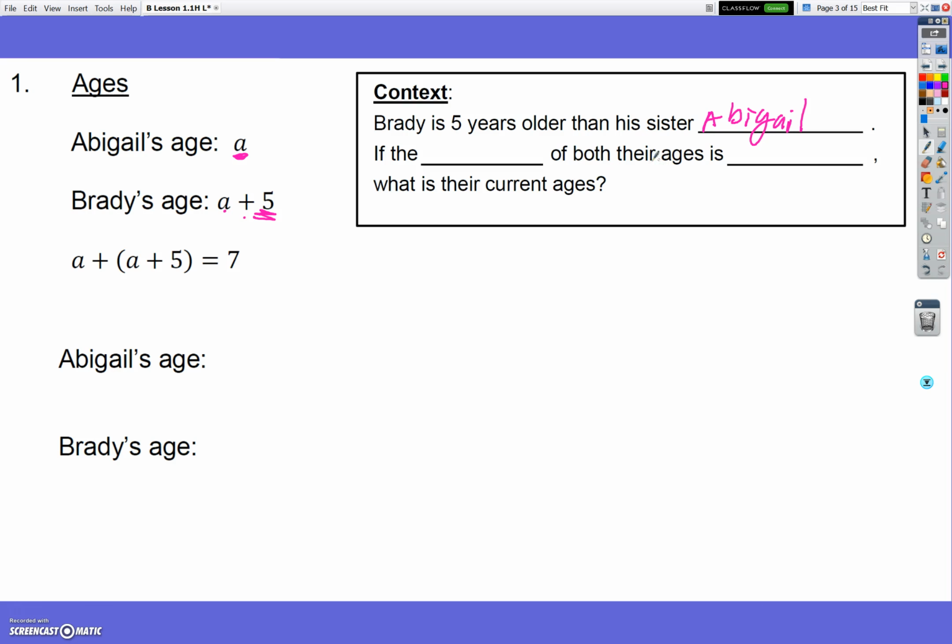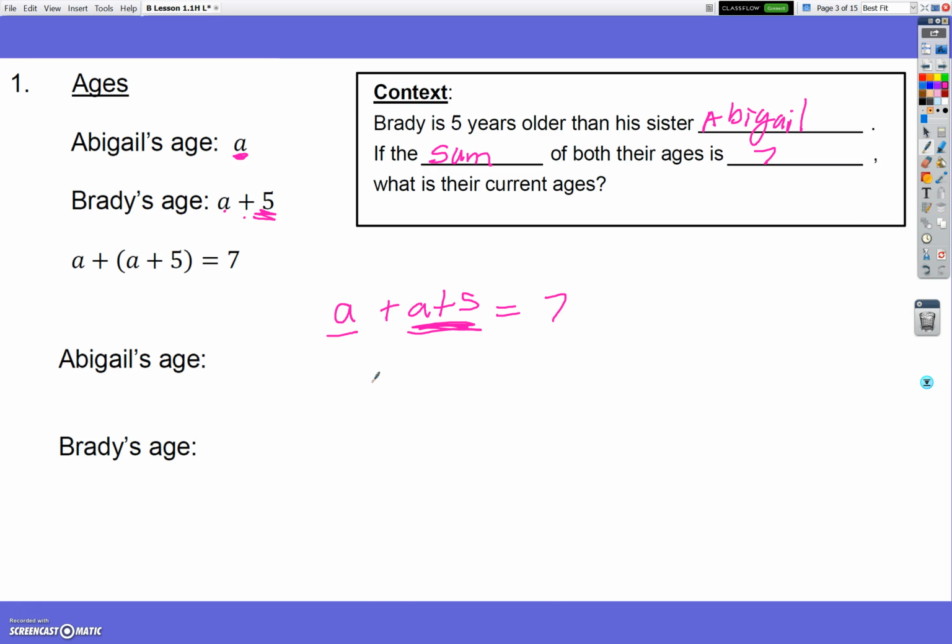If the blank of both ages is blank, what is the current age? So if the sum of both their ages is 7, what is their current age? That is what it wants you to write. You have two people. Brady is 5 years older than his sister Abigail. If I add them up, so the sum of their ages is 7, how old are they? Basically it's saying I have Abigail's age and I have Brady's age. When I add them together, what are their ages if it adds up to 7?